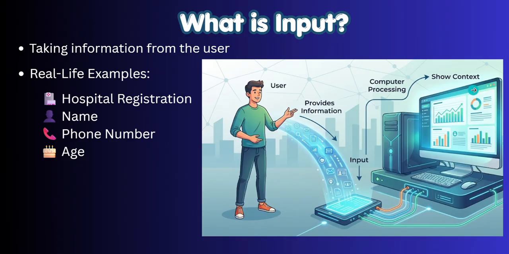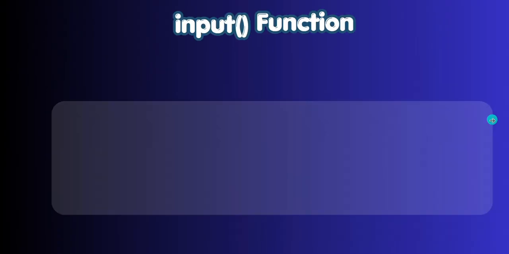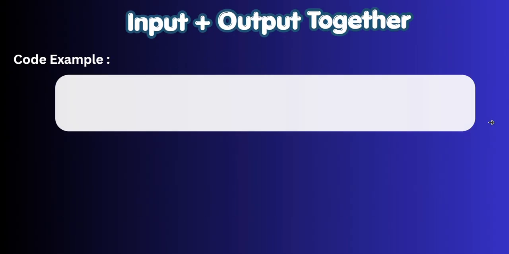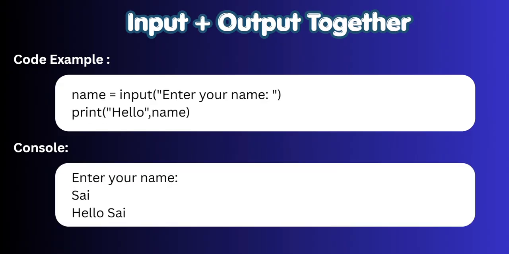Let's see the syntax. Name equals input, enter your name. When this program runs, Python displays enter your name. You type your name. Suppose you type Sai. Python stores that value inside the variable called name. Now, let's display it. Print hello, name. If the user enters Sai, the output becomes hello Sai. Congratulations! Your program is now interacting with the user.